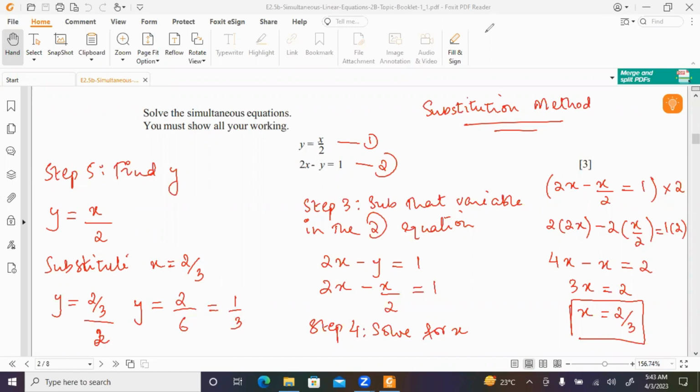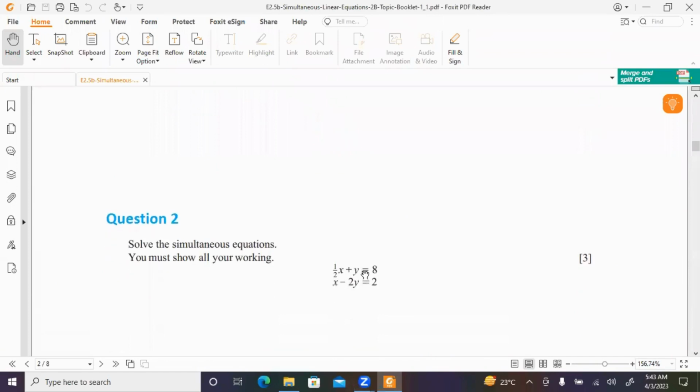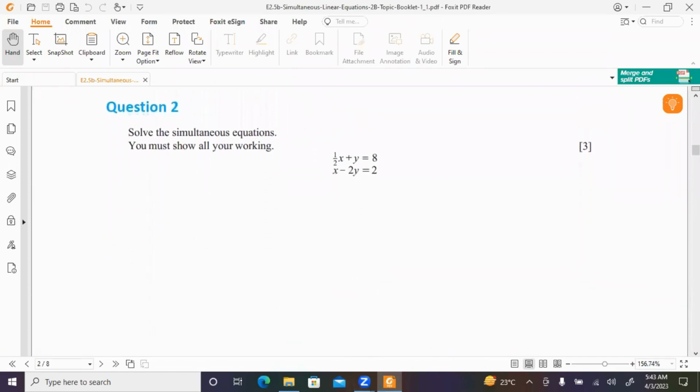And if we look at the next question, it says solve the simultaneous equations, same thing. For this case, I'll use elimination. You can use either of the methods unless they've specified in the question that you have to use a particular method. Then obviously you have to use that method. Otherwise, you can go for substitution or elimination. No problem. So equation 1, equation 2.